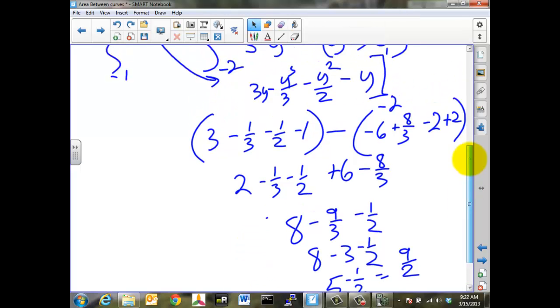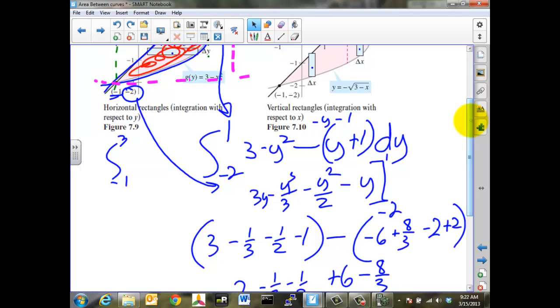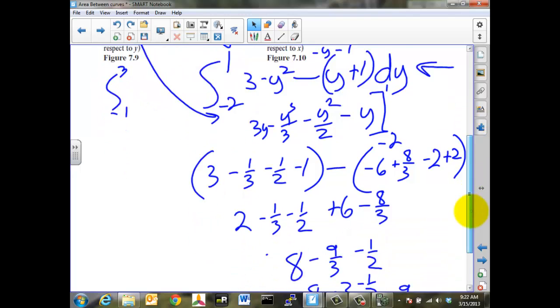Could I take this problem as it's written right here and integrate it on my calculator? Just change it to x. That's right. The y's and the x's are not going to make a difference. So if you were to put this into your calculator, 3 minus y squared minus parentheses y plus 1, integrate from negative 2 to 1, you should get the same answer. I'm not saying you need to be able to do that with some problems because there's some you can't do any other way, but this is also acceptable to do there.